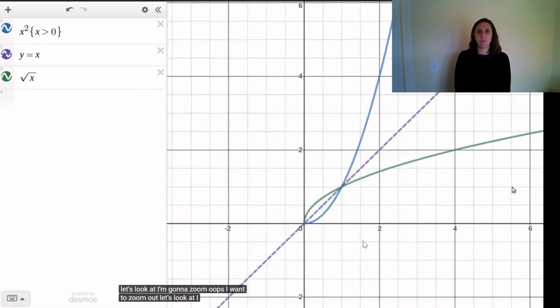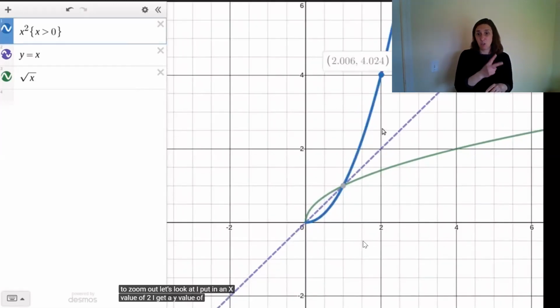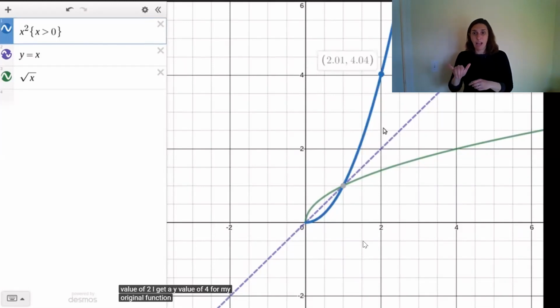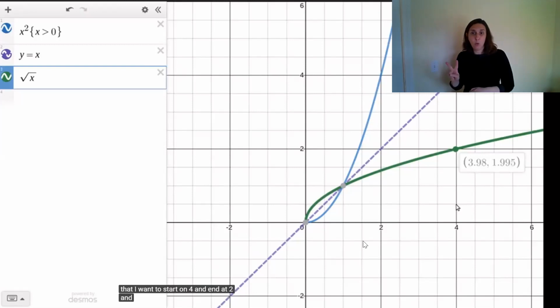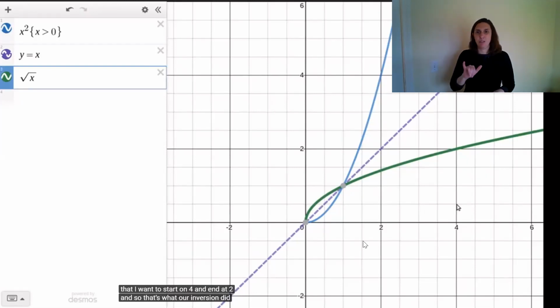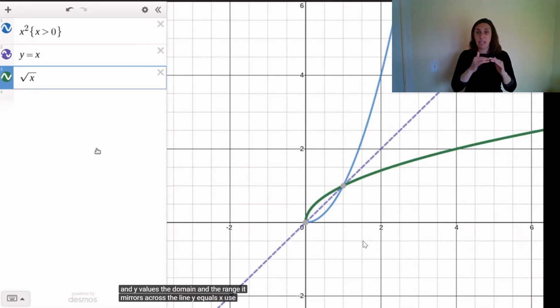Let's look at, I put in an x value of 2. I get a y value of 4 for my original function. If I want to invert that, I want to start on 4 and end at 2. And so that's what our inversion did. And so visually, because we're swapping the x and y values, the domain and the range, it mirrors across the line y equals x.